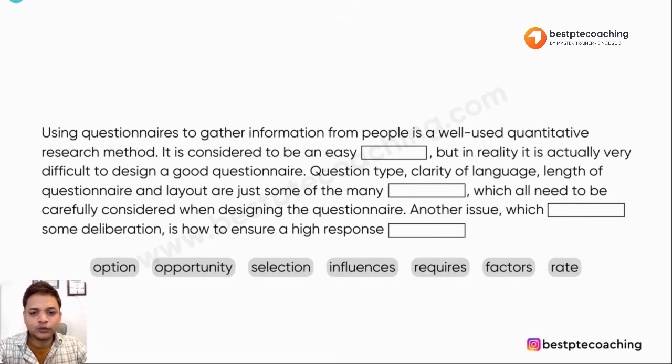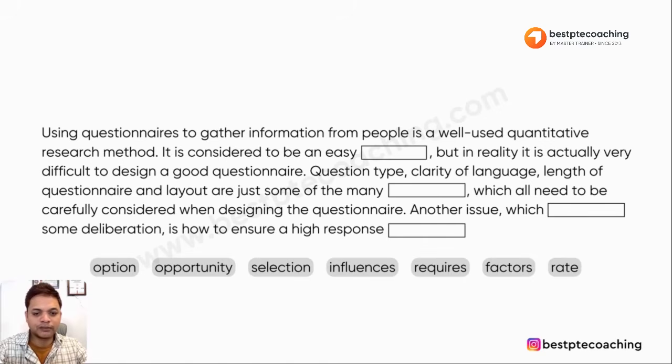It is considered to be an easy. Please see, easy is an adjective. After an adjective, definitely there should be a noun. Since an is there, this noun is 100% going to be a singular noun. Okay, considered to be an easy something, easy option, opportunity, selection, requires factors. No, it's an easy option, right? It's an easy option. That's my answer.